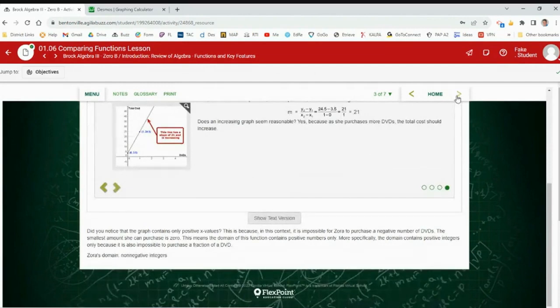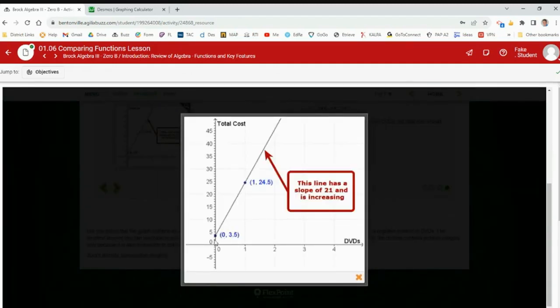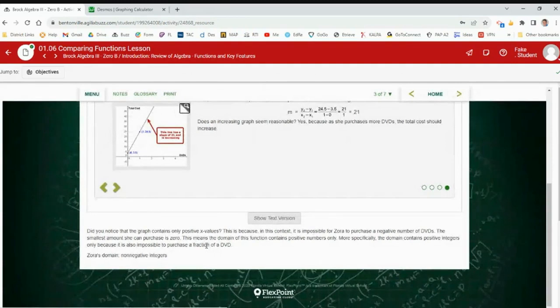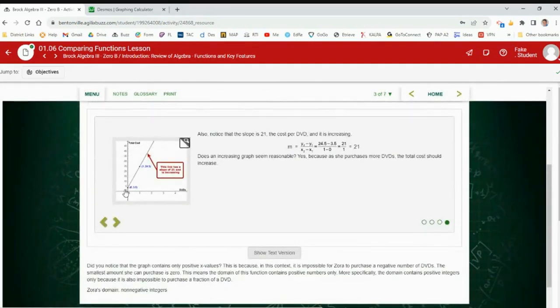All right. Did you notice the graph contains only positive x values? Notice it stopped there. It didn't go to the left because she's not going to spend 0 money. So the domain is non-negative integer. She's not going to buy -1 DVDs. So we have to restrict our domain and range: the x cannot be less than 0 because she can't buy negative DVDs, and the y cannot be less than 3.5 because she's got to spend a minimum of 3.5. So the domain and range are restricted for this scenario. Okay, let's look at the next page.